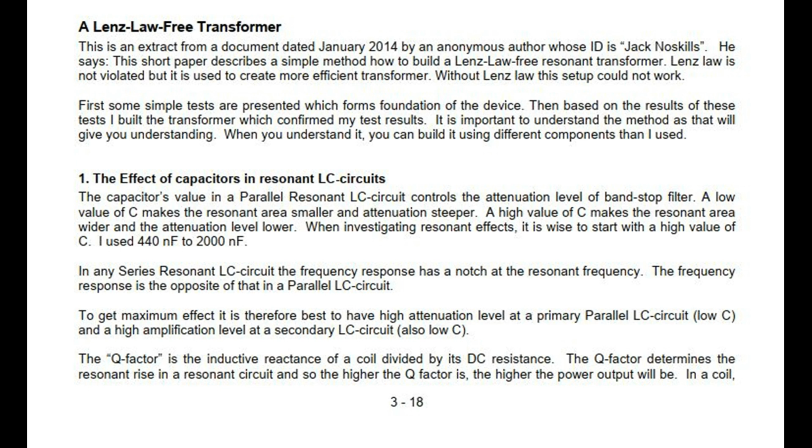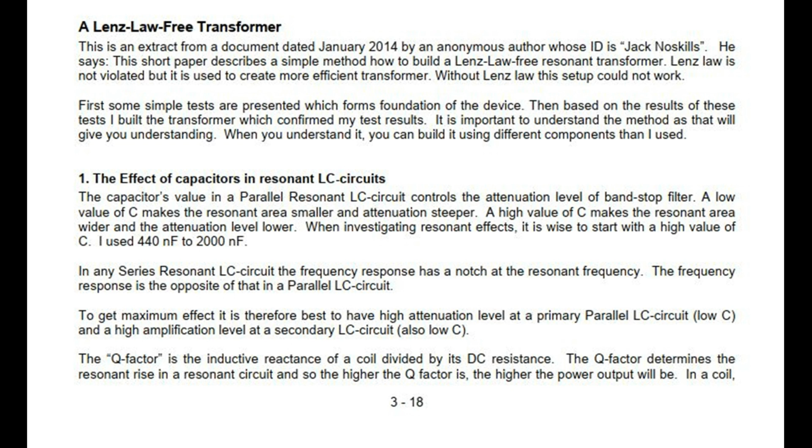He says, this short paper describes a simple method how to build a Lenz Law free resonant transformer. Lenz Law is not violated, but it is used to create a more efficient transformer. Without Lenz Law the setup could not work.